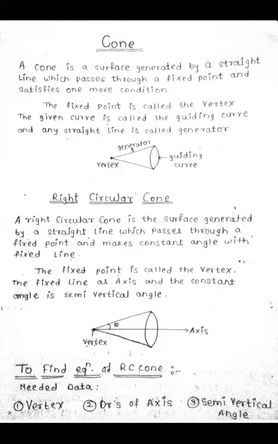The fixed point is called the vertex. A given curve is called the guiding curve and the moving straight line is called the generator. Look at the figure here. The fixed point is called the vertex and the one line which passes through the vertex is called a generator. Generator means it generates a surface, and that surface we call a cone.